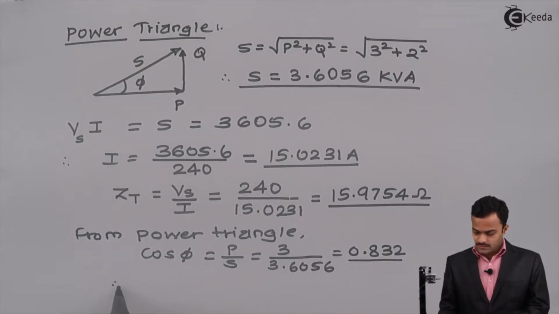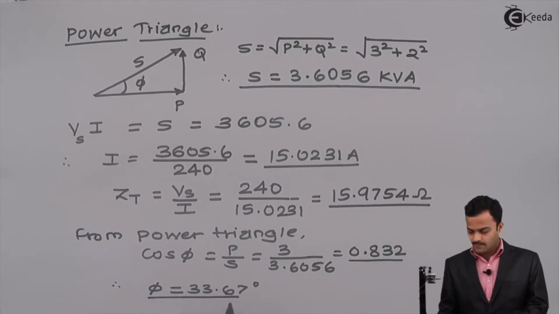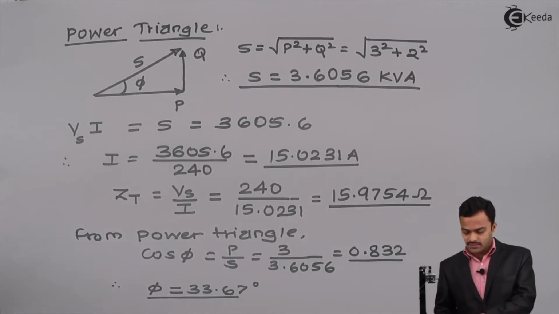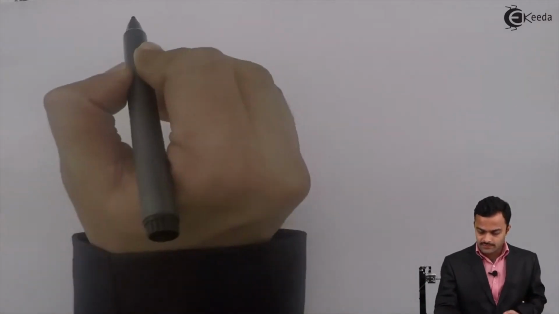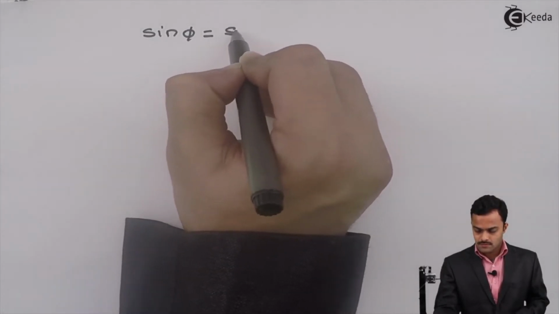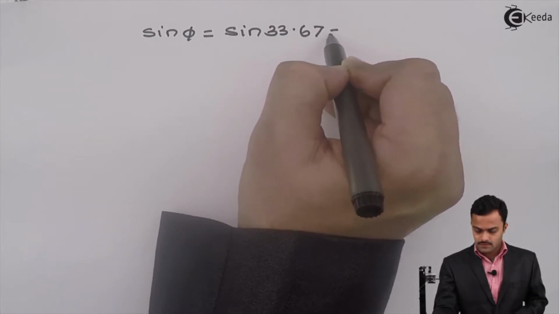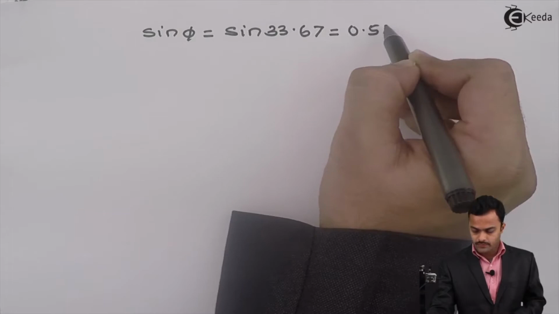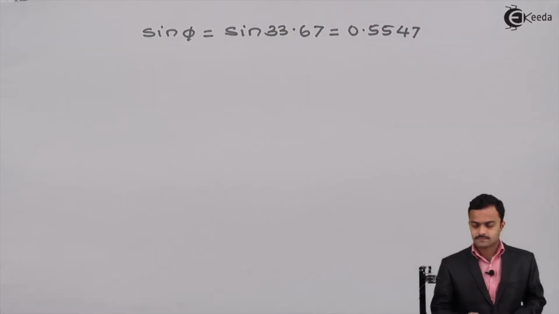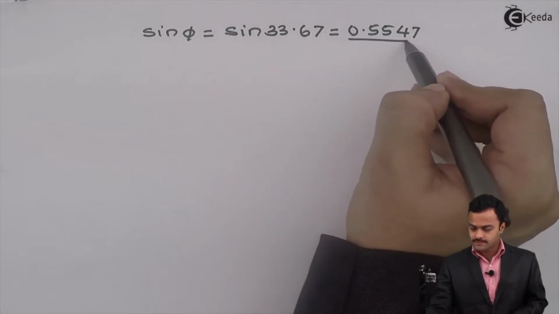From this, let's calculate phi. So phi equal to 33.67 degree. From phi, let's calculate sin phi also. So sin phi is sin 33.67, which is equal to 0.5547.